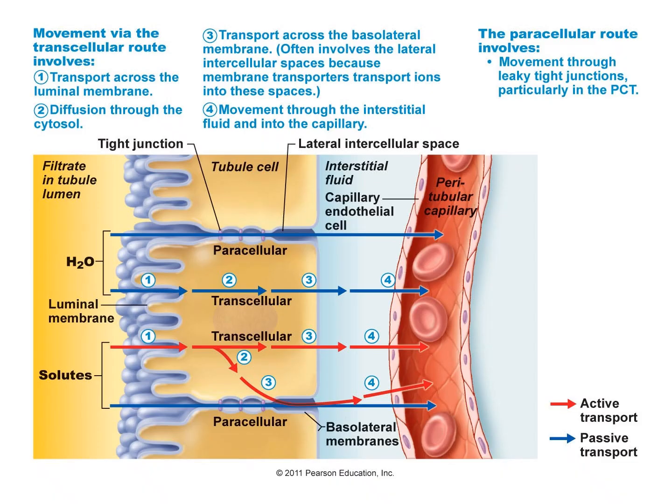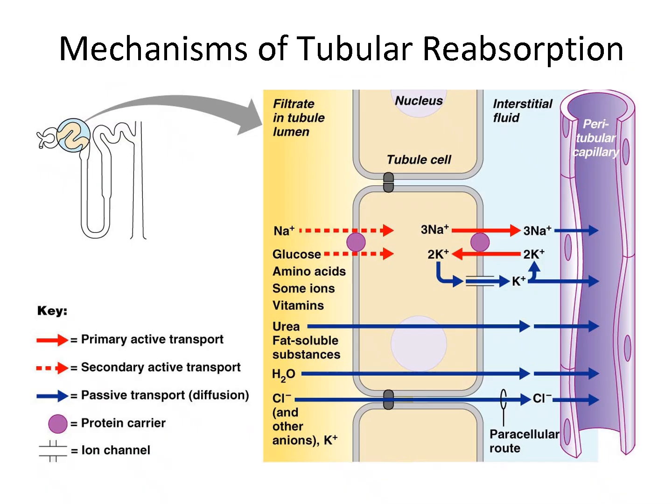Movement through the interstitial fluid and into the capillary. Depending on the substance to be transported, the reabsorption process may be passive or active. Reabsorption of materials by proximal convoluted tubule cells involves passive transport, secondary active transport, and primary active transport.